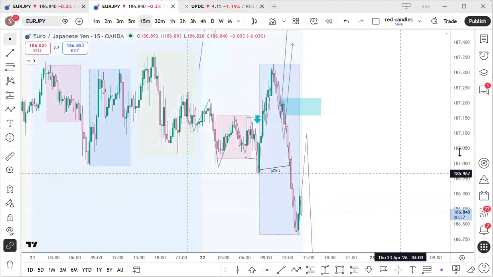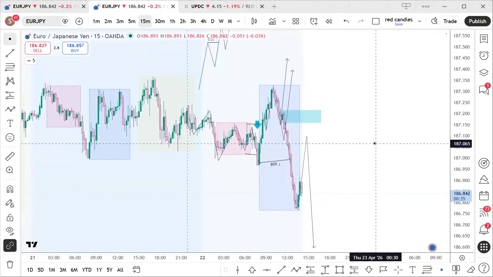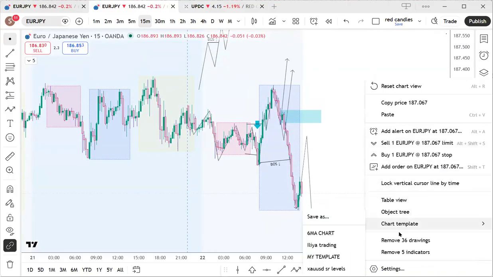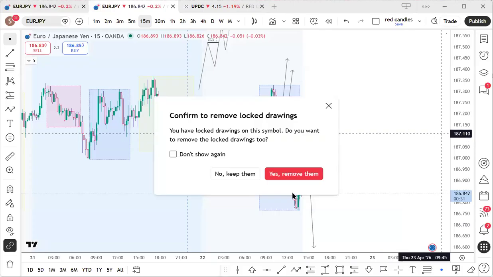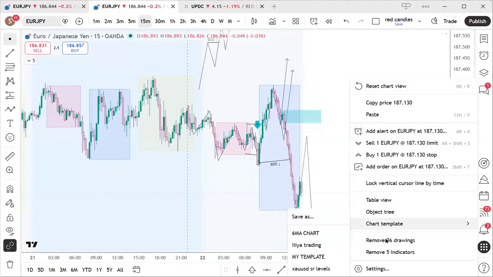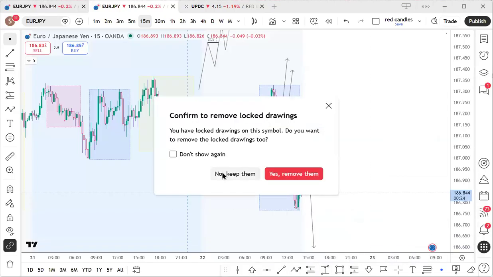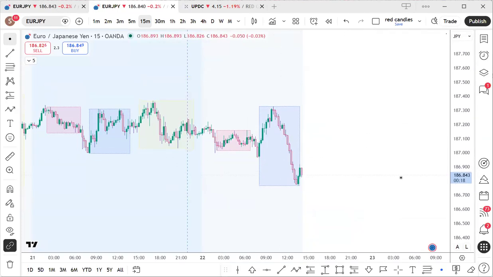Okay, let's look at the next pair, which is Euro Yen. I thought we looked at this earlier. Okay, yes, we did. What do I want to do now? Let's remove the blocks. Okay, let's just remove that one.